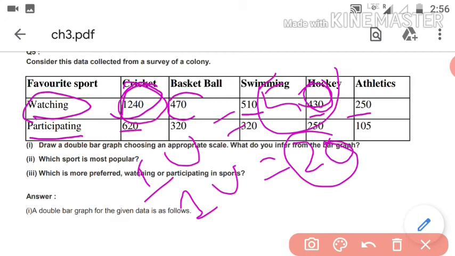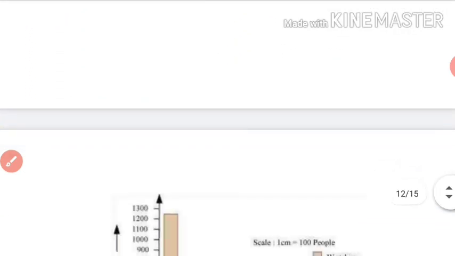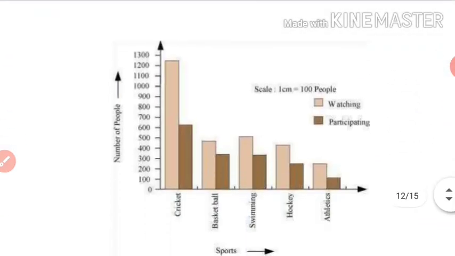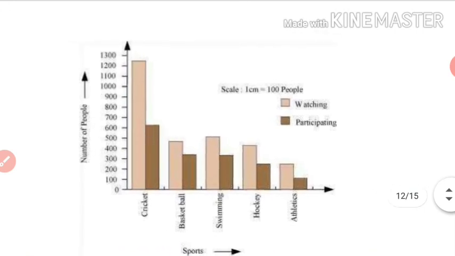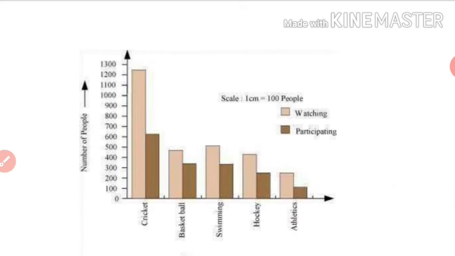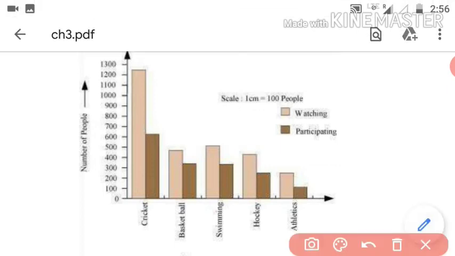Which sport is most popular? From the graph you will see whose graph is the highest, that sport will be most popular. And which is more preferred, watching or participating in sport, and for which graph people like most, for watching and for participating. So from the graph you have to answer all these questions. This question I will give you as homework. I will just show you the graph, and the remaining answers you have to do by yourself, okay? You have to give the answer only.